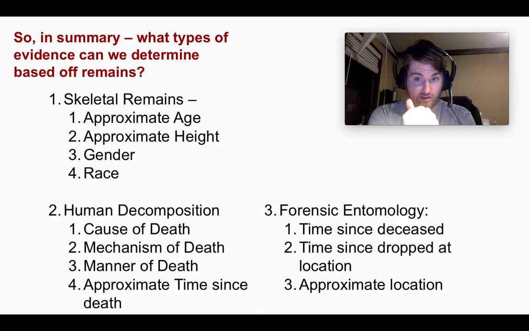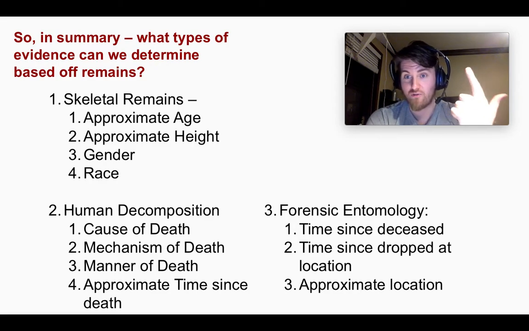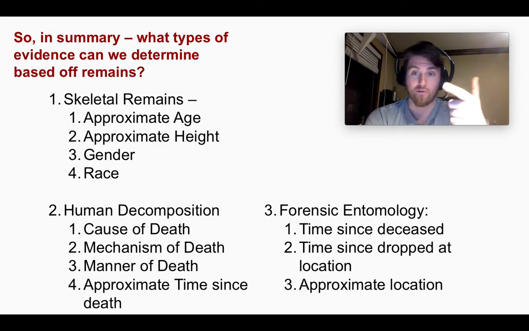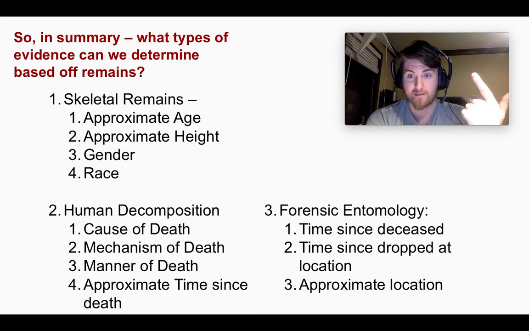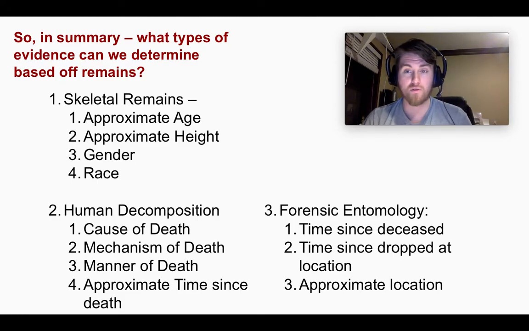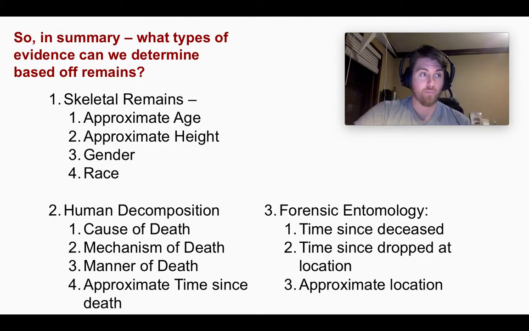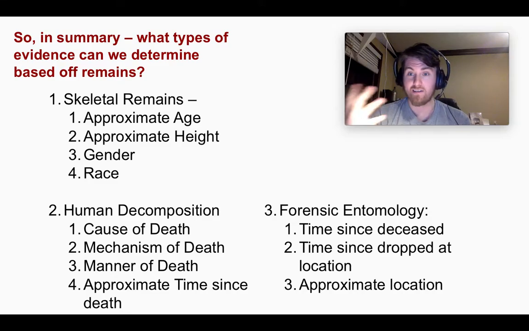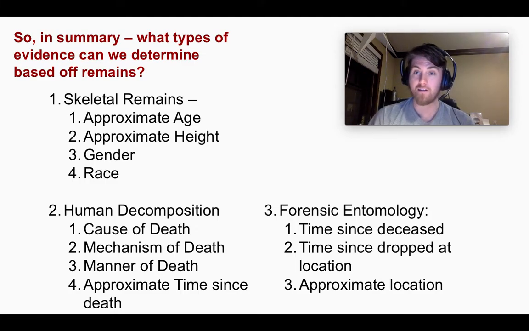In entomology, the number one thing they're trying to tell you is time. Time since deceased is a big one, or time since dropped off at the final location, or the approximate location. Has the body been moved? Has it gone from a very wooded climate to, say, an open field? Was there sunlight as opposed to shade? Was there a higher ratio of these types of flies or these types of beetles? All of these are really telling pieces of information for a forensic scientist.